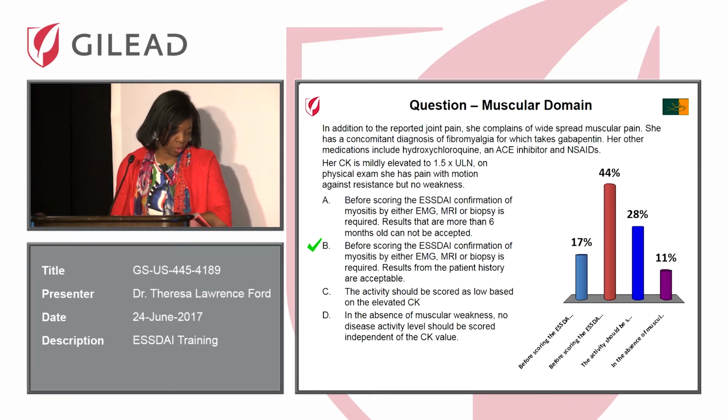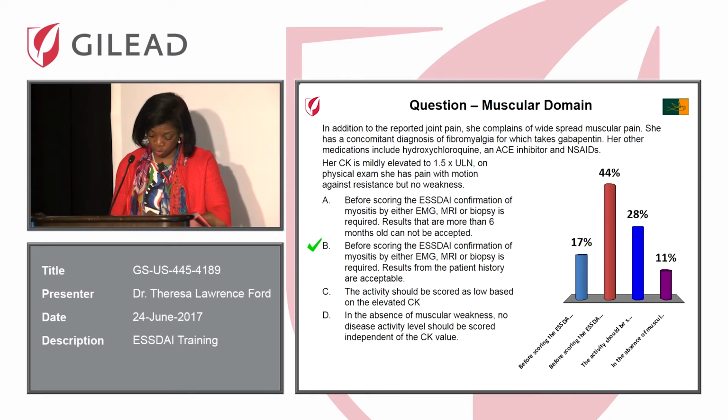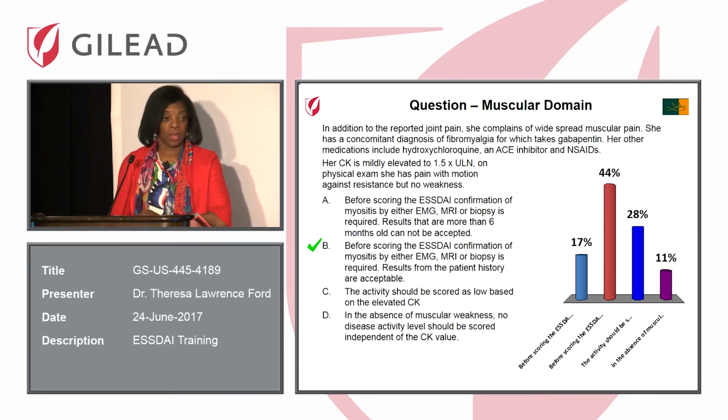Choice number 1 states that results that are more than 6 months old can be accepted, and they just have to have that documentation, which has been done. It doesn't have to be that particular time limit. And the activity should be scored as low based on the elevated CK. It's going to be based on the presence of the myositis by the parameters measured. And in the absence of muscular weakness, no disease activity level should be scored independent of the CK values, and that's not true either, because you can have no weakness and then have the score. I mean, proven by EMG, MRI, or biopsy.